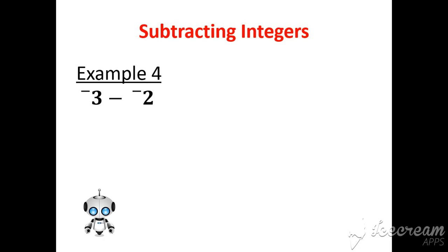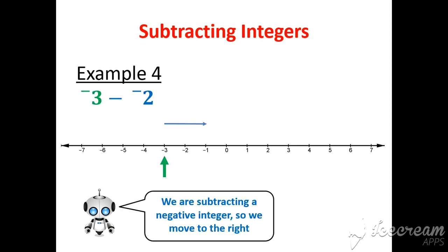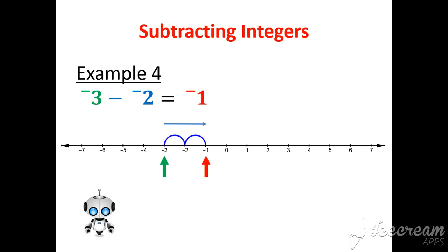All right, what about this example? -3 subtract -2. Well, we're subtracting a negative integer. So what does this mean? We start with our number line. We start at -3. We are subtracting a negative integer. That means we move to the right. When we subtract negative, we move to the right. And we're going to go to the right 1, 2 squares. So we end up here at our answer, which is -1.